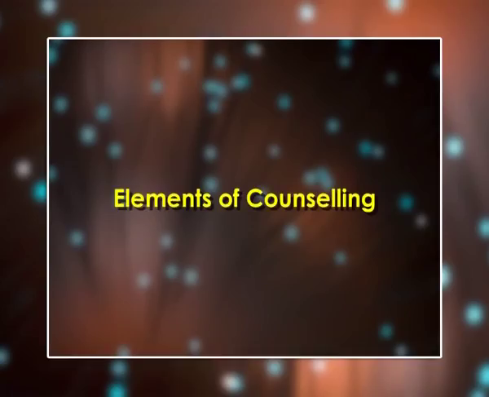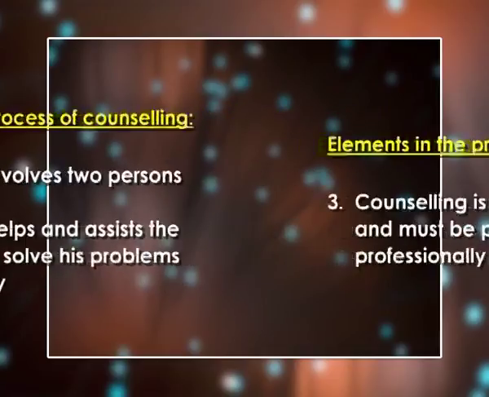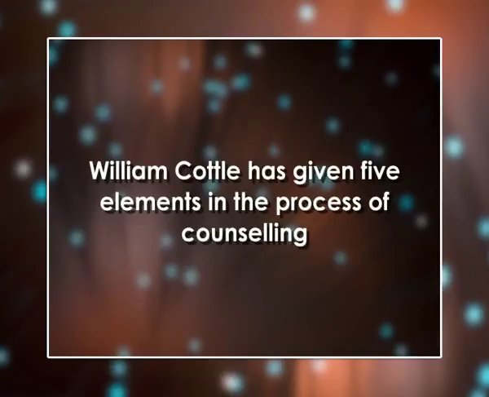Elements of counselling. There are three distinct elements in the process of counselling. First, counselling involves two persons. Second, the specific objective of counselling is to help and assist the counselee to solve his or her problems independently. And thirdly, counselling is a professional task and must be performed by a professionally trained person. William Cottle, a famous worker in the field of counselling, has mentioned 5 elements in the process of counselling.